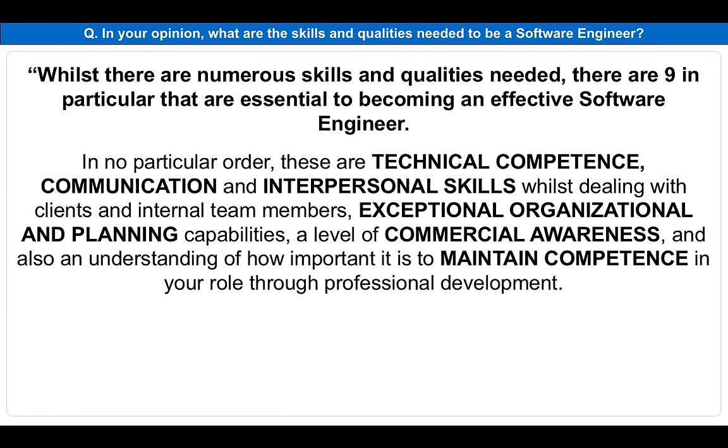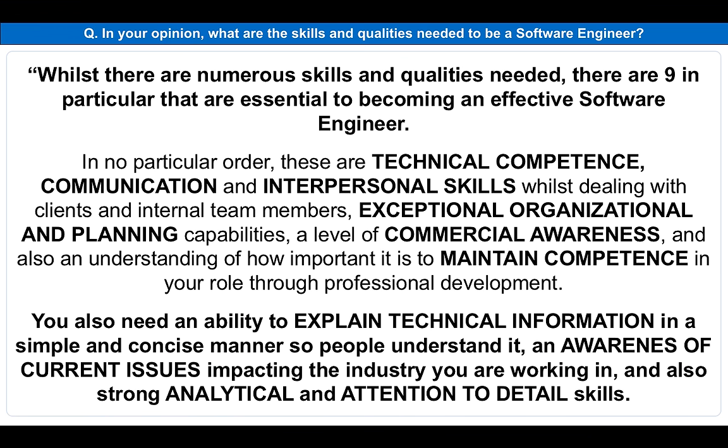Now, in no particular order, these are technical competence, communication and interpersonal skills whilst dealing with clients and internal team members, exceptional organisational and planning capabilities, a level of commercial awareness, and also an understanding of how important it is to maintain competence in your role through professional development. You also need an ability to explain technical information in a simple and concise manner so people understand it, an awareness of current issues impacting the industry you're working in, and also strong analytical and attention to detail skills.